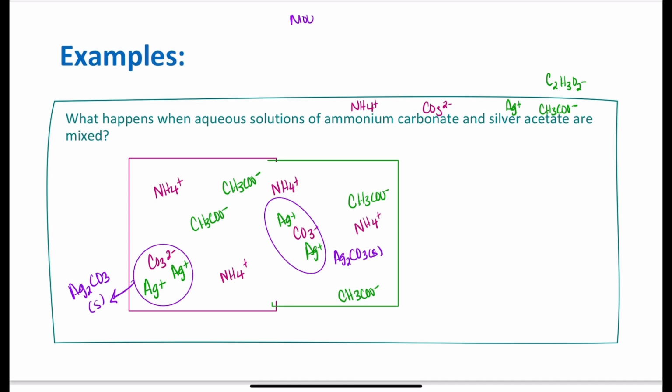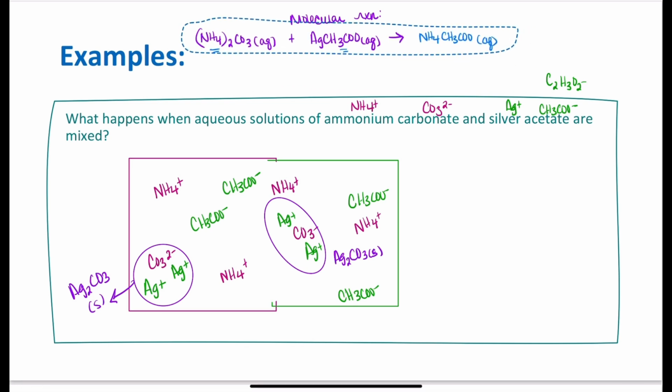So my molecular equation shows (NH4)2CO3 aqueous reacting with AgCH3COO aqueous to produce, again, cation from one to the anion of the other, NH4CH3COO, but again, that's aqueous. Those are going to keep floating around in solution. And Ag2CO3, which is solid. I do need to balance this, so I need a 2 in front of here.